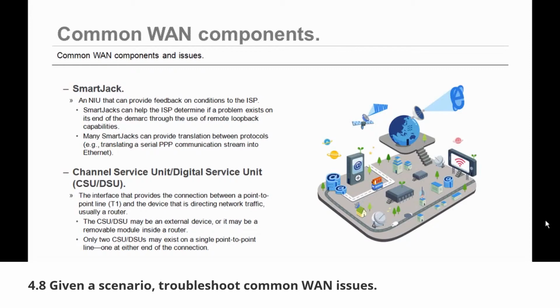More than likely on larger networks, you will find CSU DSUs. That's Channel Service Unit, Digital Service Units. This is the interface point that provides the connection between a point-to-point line and the device that is directing network traffic, which is usually a router. The CSU DSU may be an external device, or it may be a removable module inside of a router. Only two CSU DSUs may exist on a single point-to-point line, one at either end of the connection.